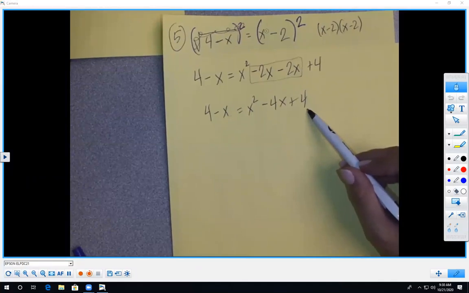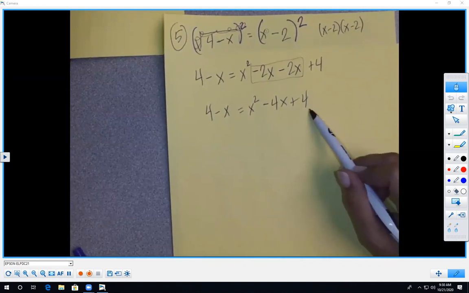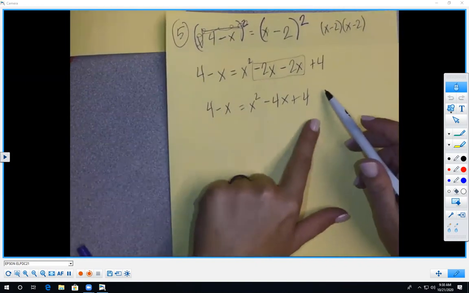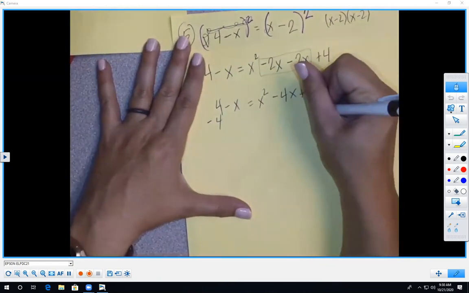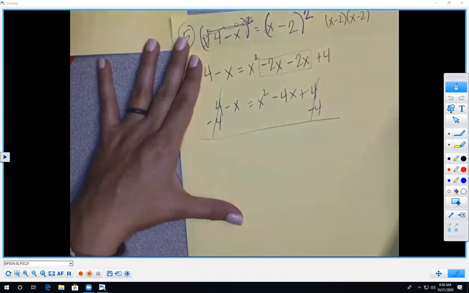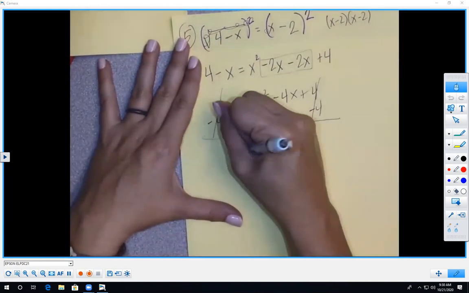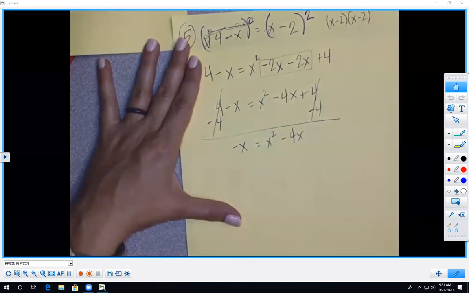To be able to factor, it has to equal 0, right? To be able to use quadratic formula, it has to equal 0. So I got to get this equal to 0 first. So let me move the 4 over and let me move the x over. So I'm going to subtract 4 from both sides. And both sets of 4's cancel out. So I'm left with negative x equals x squared minus 4x.